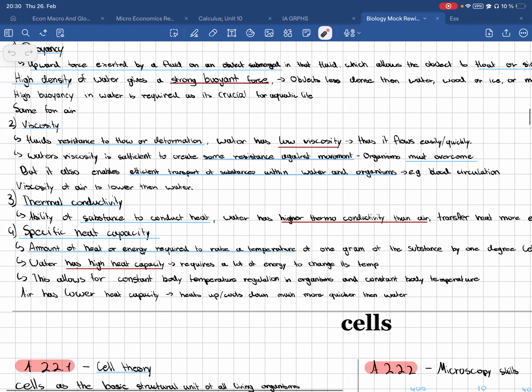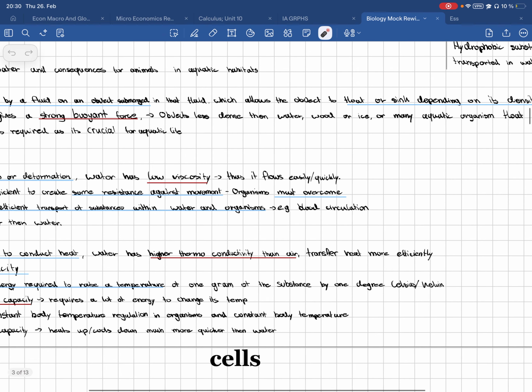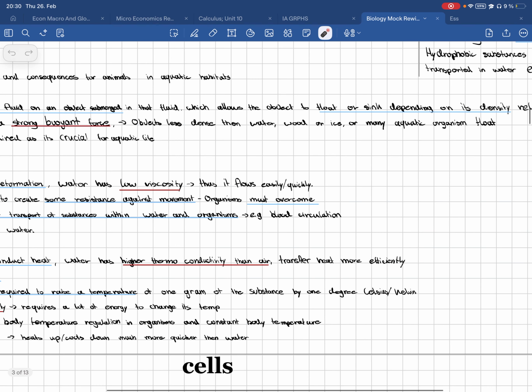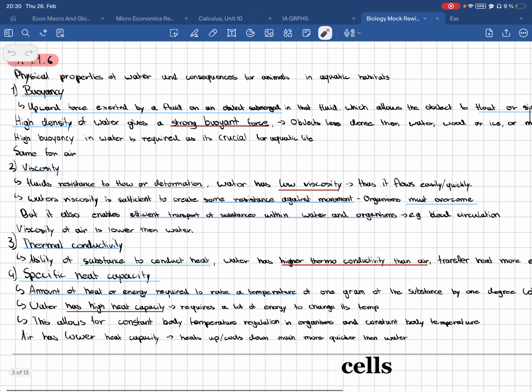Now, the thermal conductivity. This is the ability of a substance to conduct heat. Water has higher thermal conductivity than air. And this means that it transfers heat more efficiently. That's pretty self-explanatory. Now, the fourth one and last one is the specific heat capacity.